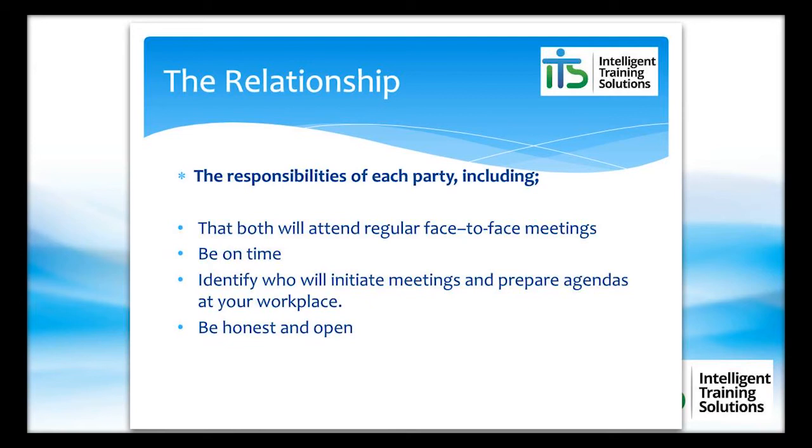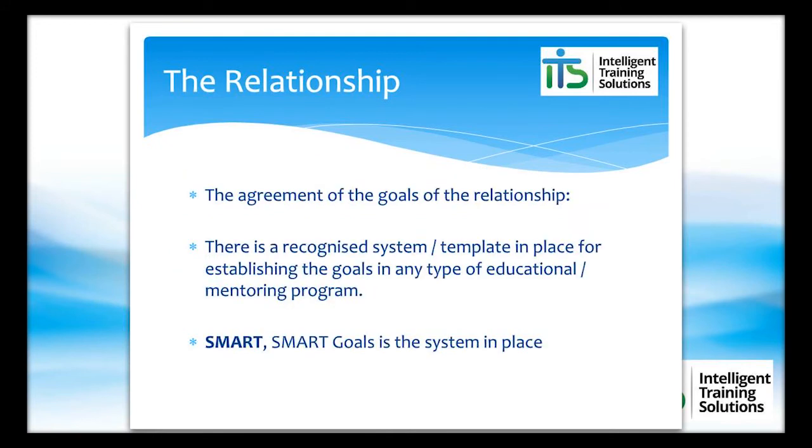So the responsibilities of each party include that both will attend regular face-to-face meetings, that you'll be on time, that you'll identify who will initiate the meetings and prepare agendas at your workplace, and be honest and open. Then, the agreement of the goals of the relationship. There is a recognized system and template in place for establishing the goals in any type of educational mentoring program. And the acronym we use for that is SMART. And SMART goals is the system in place.